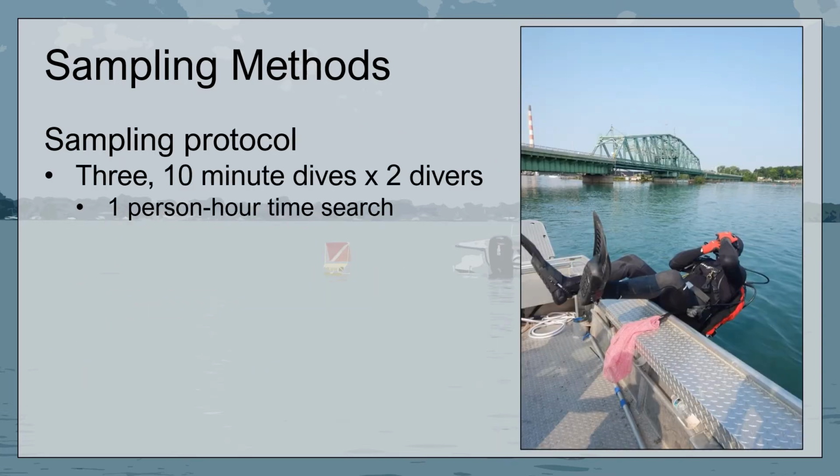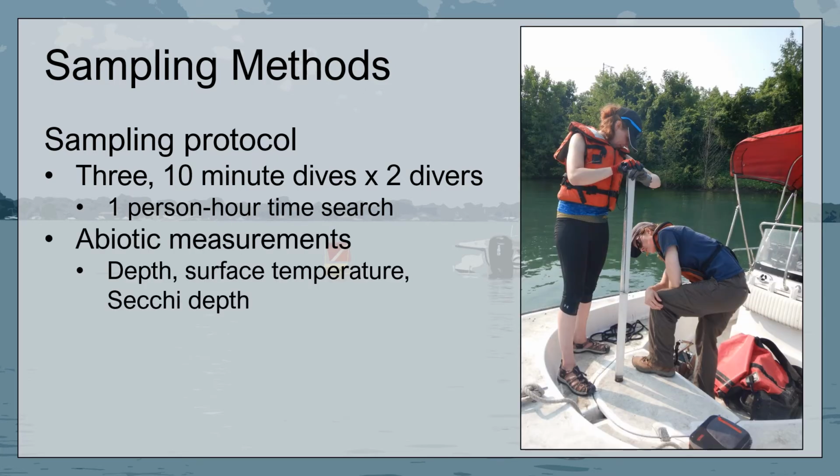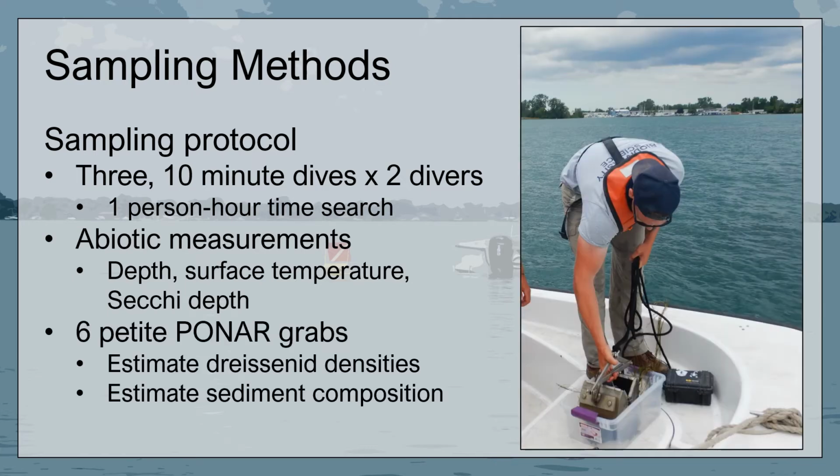So what did sampling a site actually entail? Well, at each site, we performed 3 10-minute dives with 2 divers for a total of 1 person-hour time search. We also took abiotic measurements such as depth, surface temperature, and Secchi depth at each site. Finally, 6 petite ponar grabs were completed at each site to estimate Dreissenid densities and sediment composition.